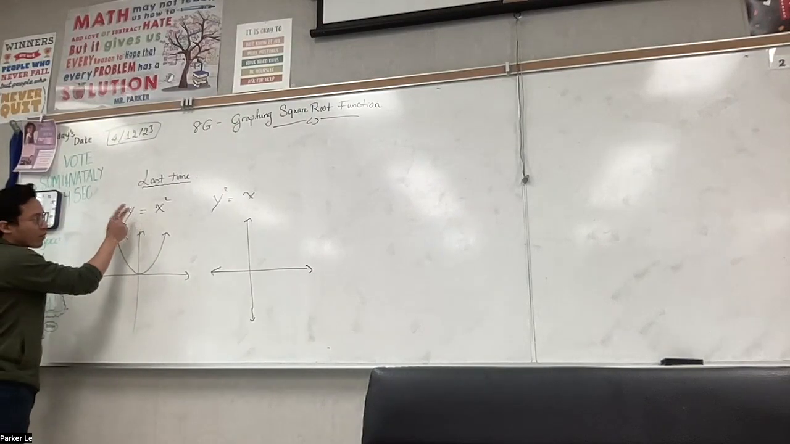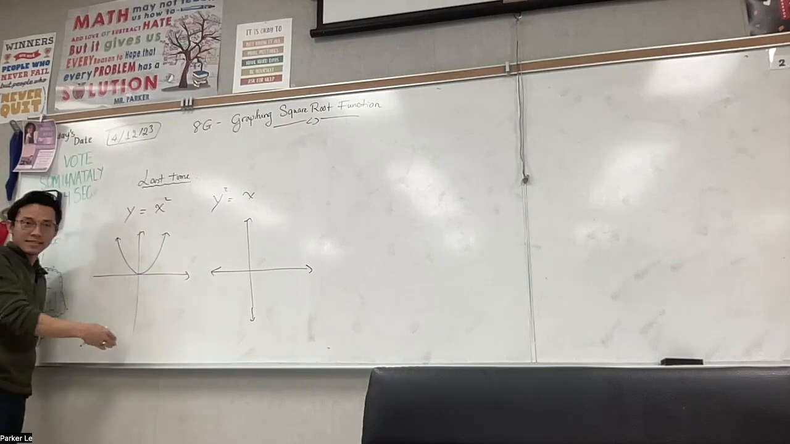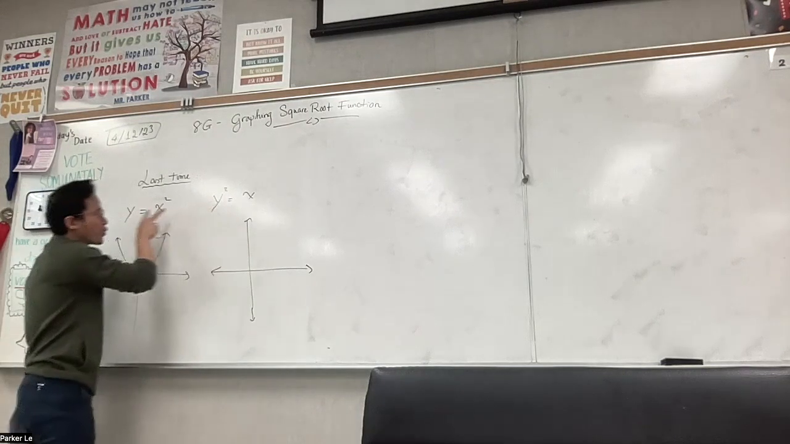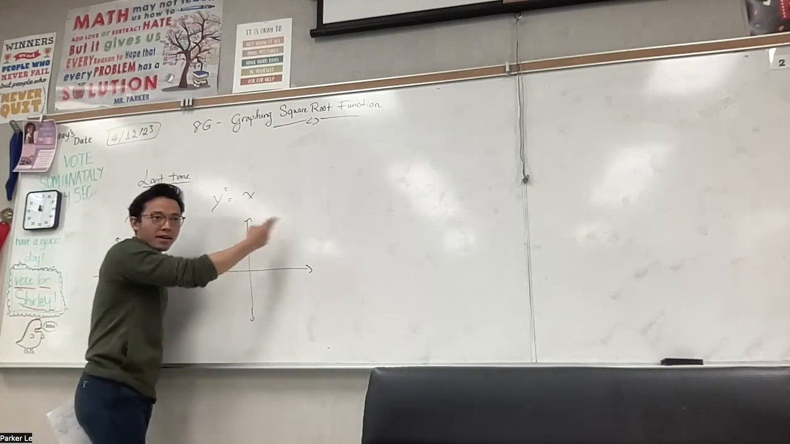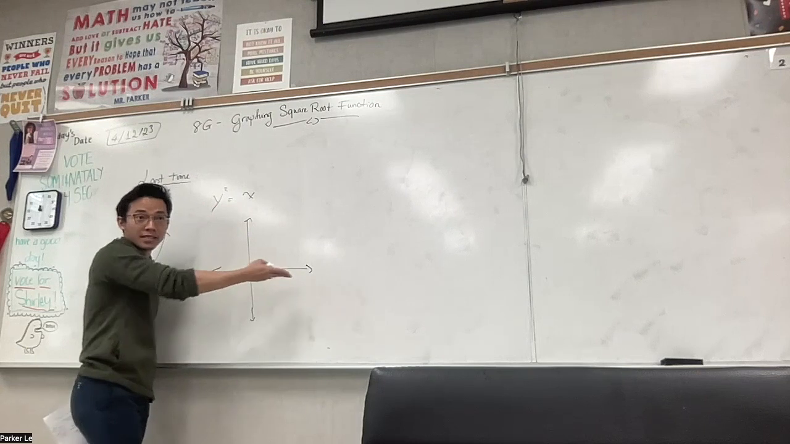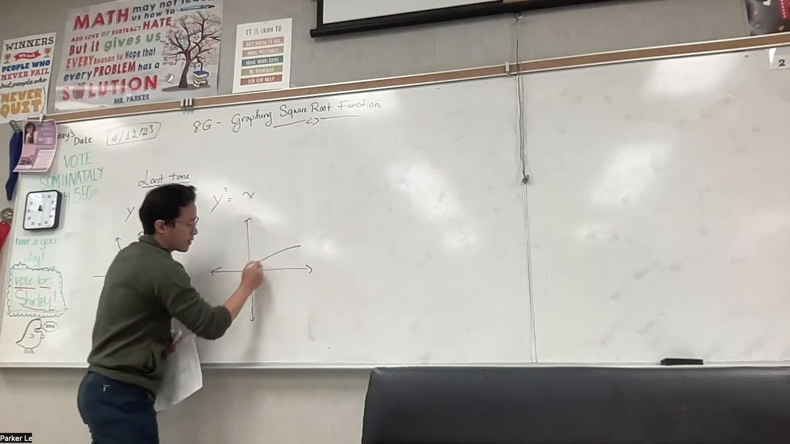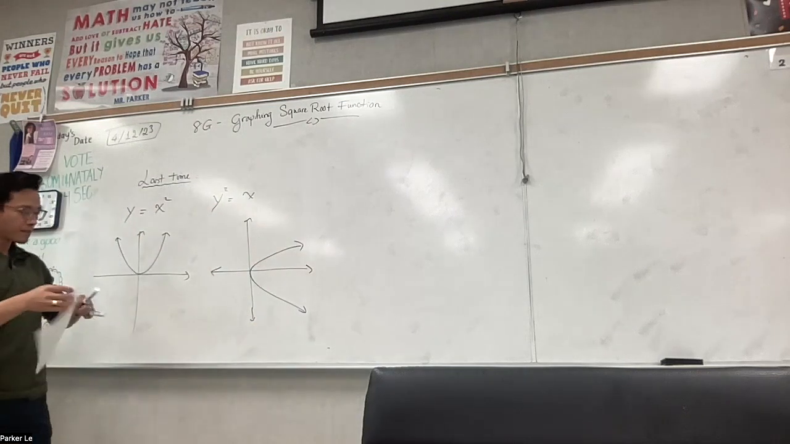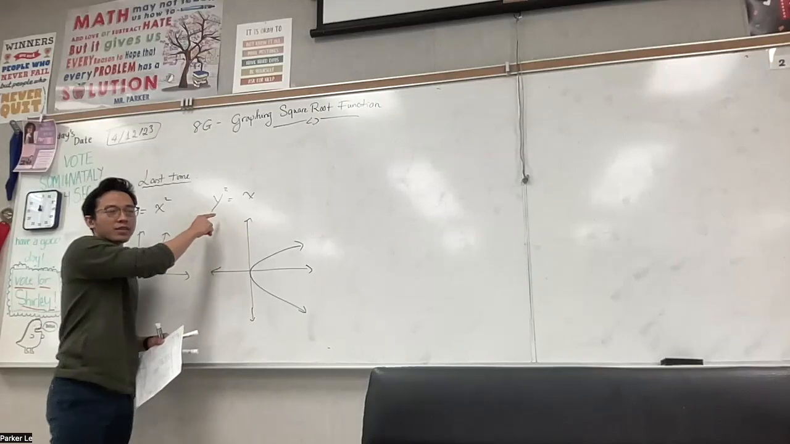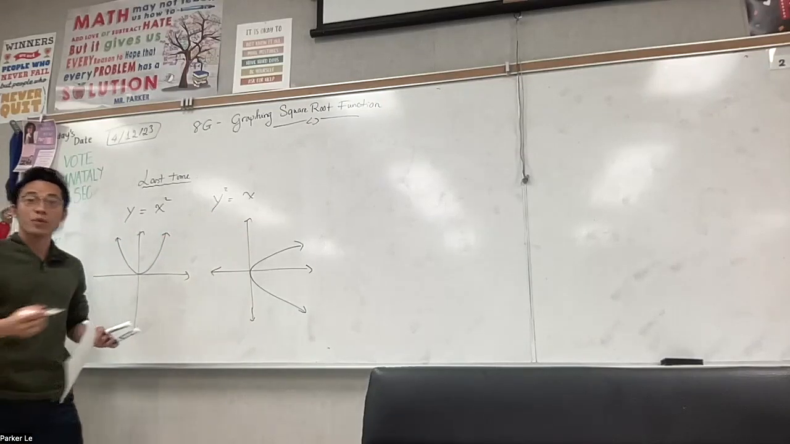Y equals x squared is a parabola that mirrors over the y-axis. So when I switch the x and y, it's going to mirror over the x-axis, right? Makes sense, right? Because you switch it. So the graph will look like this. Now, what if I want to find y by itself? What do I need to do? Square root it. Good.